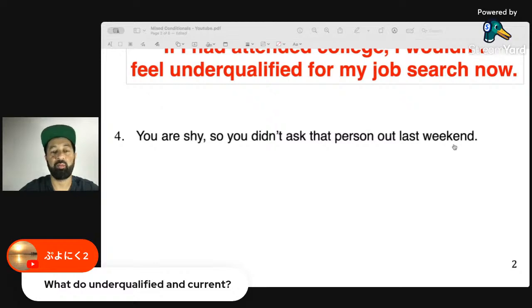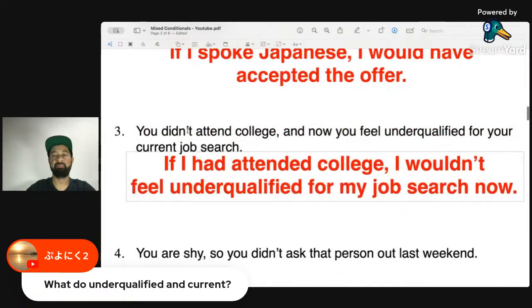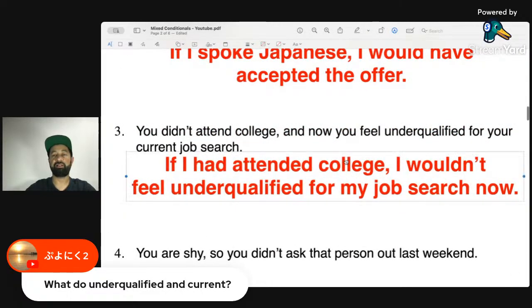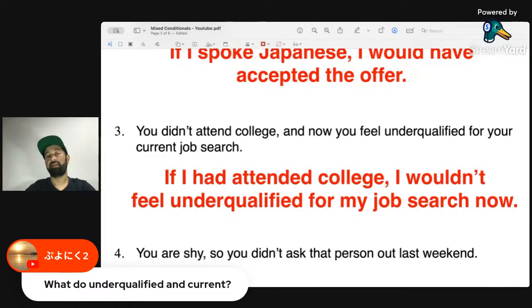What does underqualified and current mean? So let's go up to the last question here. The last question is saying you feel underqualified. So qualified, forget about under. Let's just look at the word qualified. Qualified means that you have the knowledge, skill, experience to do something. But if you're underqualified, that means you don't have the knowledge, skill, or experience to do that job.